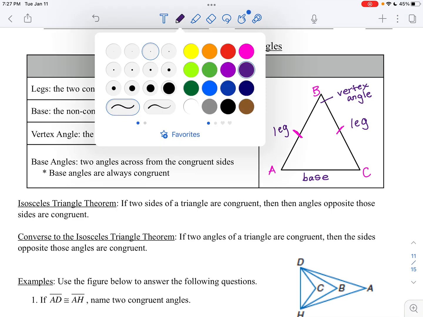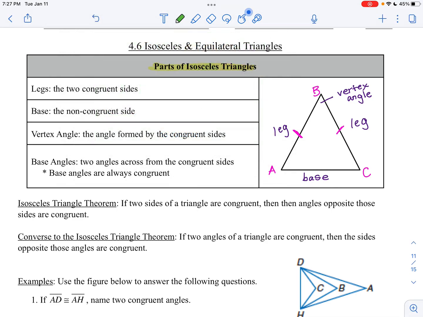In an isosceles triangle, we also have two base angles. The base angles are the two angles connected to each end of the base. And in an isosceles triangle, the base angles are always congruent. So here I know that angle A and angle C are the base angles, and they are always going to have the same measure.